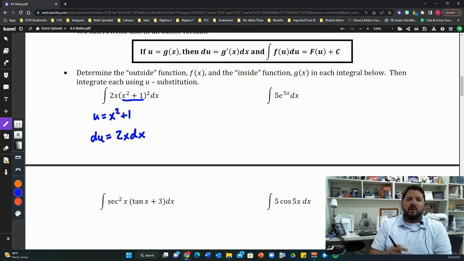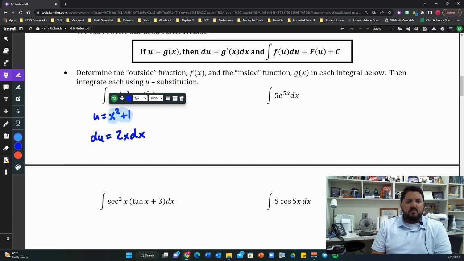I want to be able to rewrite the integral in terms of u and du. Now if I go back and look at the structure of the problem, my u, so u equals x squared plus 1, is right here.